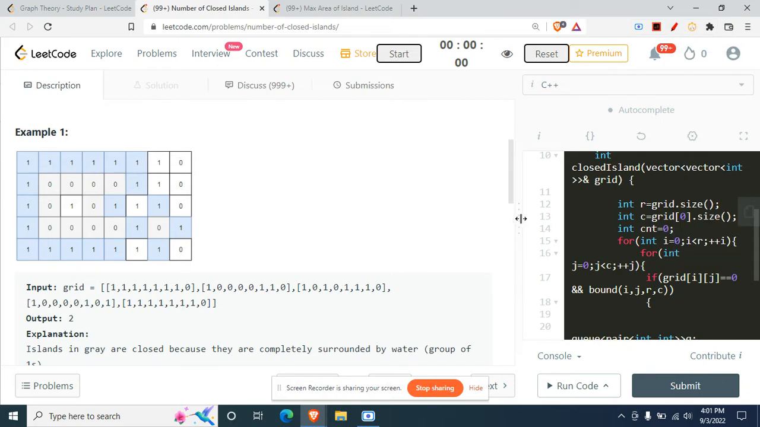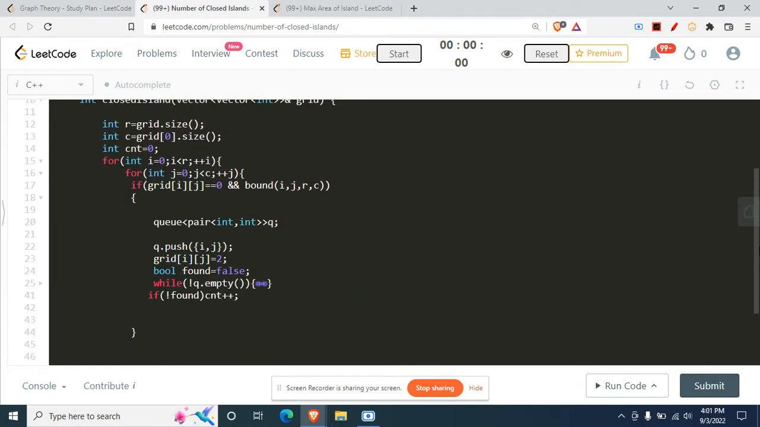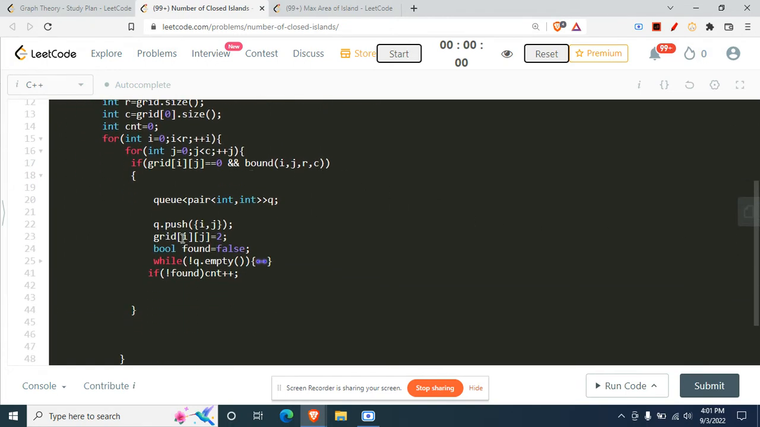So I have actually made a function here which will say whether it is an edge or not. If it is at any of the edges, what will I say? That we cannot do it. But if it is not at the edges, we'll return a true. That means we can go and actually form an island.